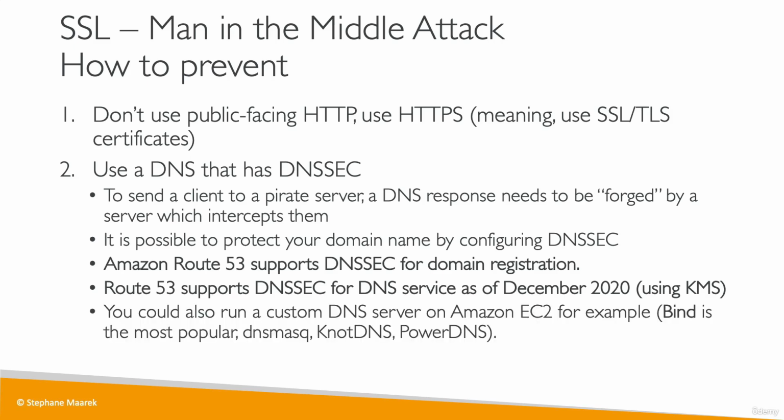You could alternatively run a custom DNS server on EC2, for example. One of them could be BIND, which is the most popular, but you have other ones such as dnsmasq, NSD, or PowerDNS, and configure DNSSEC directly on your custom EC2 instance. But right now, there's a change, and Amazon Route 53 supports DNSSEC out of the box as of December 2020. That used to not be the case.